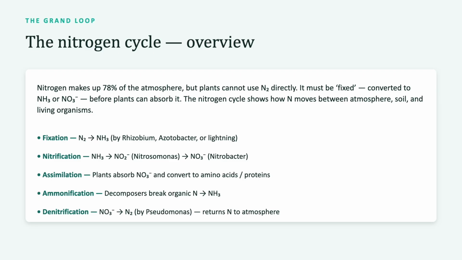And denitrification. Bacteria like Pseudomonas convert nitrate back to atmospheric nitrogen, closing the loop. For the exam, the bacteria names at each step are the most tested facts. Nitrosomonas and Nitrobacter for nitrification, Pseudomonas for denitrification, and Rhizobium for fixation.